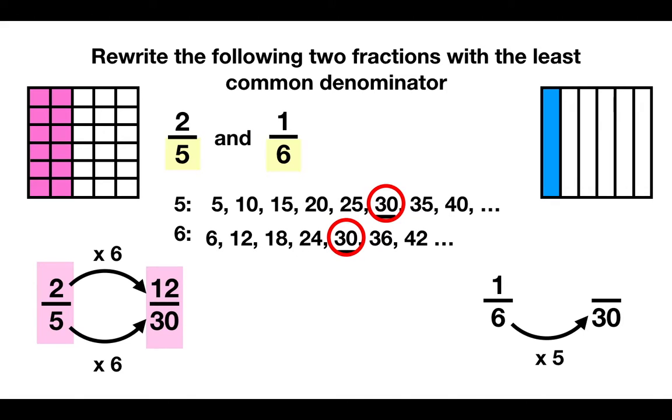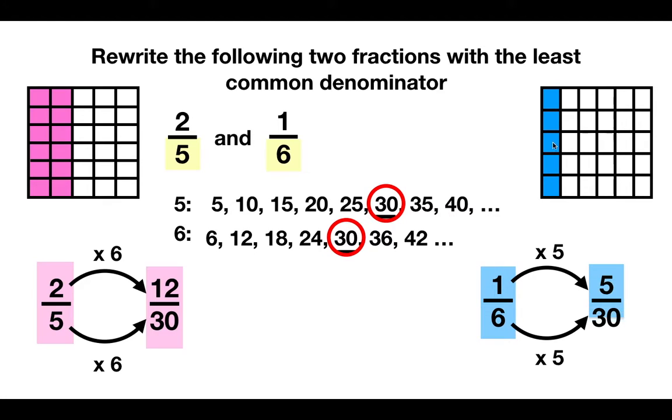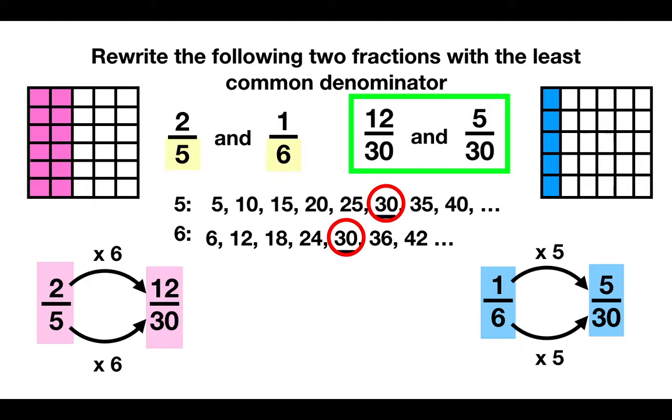Then we have to do the same thing on top. 1 times 5 gives us 5. In our picture, you could show that 1/6, if you break it into 5 pieces, is the same as 5/30. So we can rewrite 2/5 and 1/6 as 12/30 and 5/30.